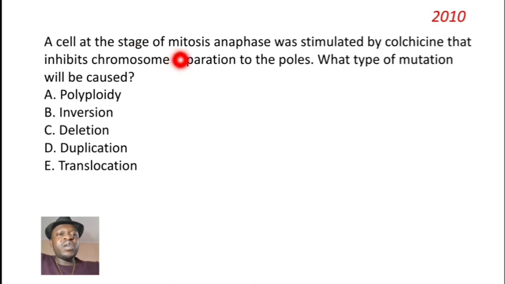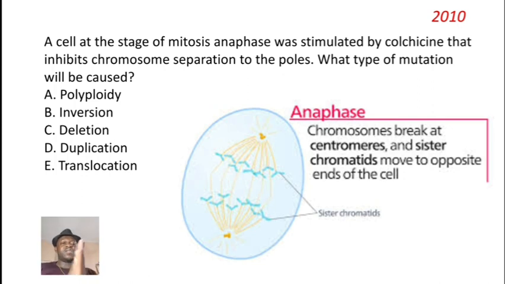A cell at the stage of mitosis anaphase was stimulated by colchicine, which inhibits chromosomal separation to the poles. What type of mutation will be caused? This is anaphase. There will be formation of spindles. The spindles will pull the daughter chromatids to opposite poles. After anaphase, there will be telophase and separation, then two cells with the same number of chromosomes.